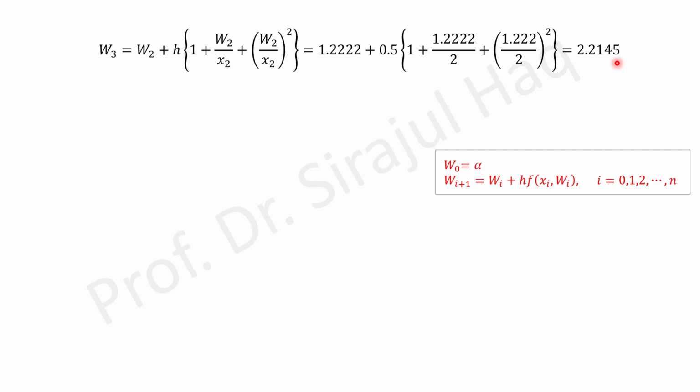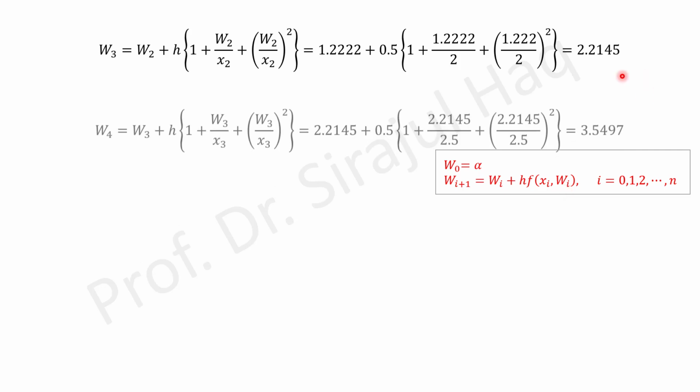When X is equal to 3, this is the solution of your differential equation at X is equal to 2.5. Remember, when you are computing the solution at X is equal to X_{i+1}, you are using the information at the previous point: the solution at the previous point and the function at the previous point. You got it? Now let's go for the last one.